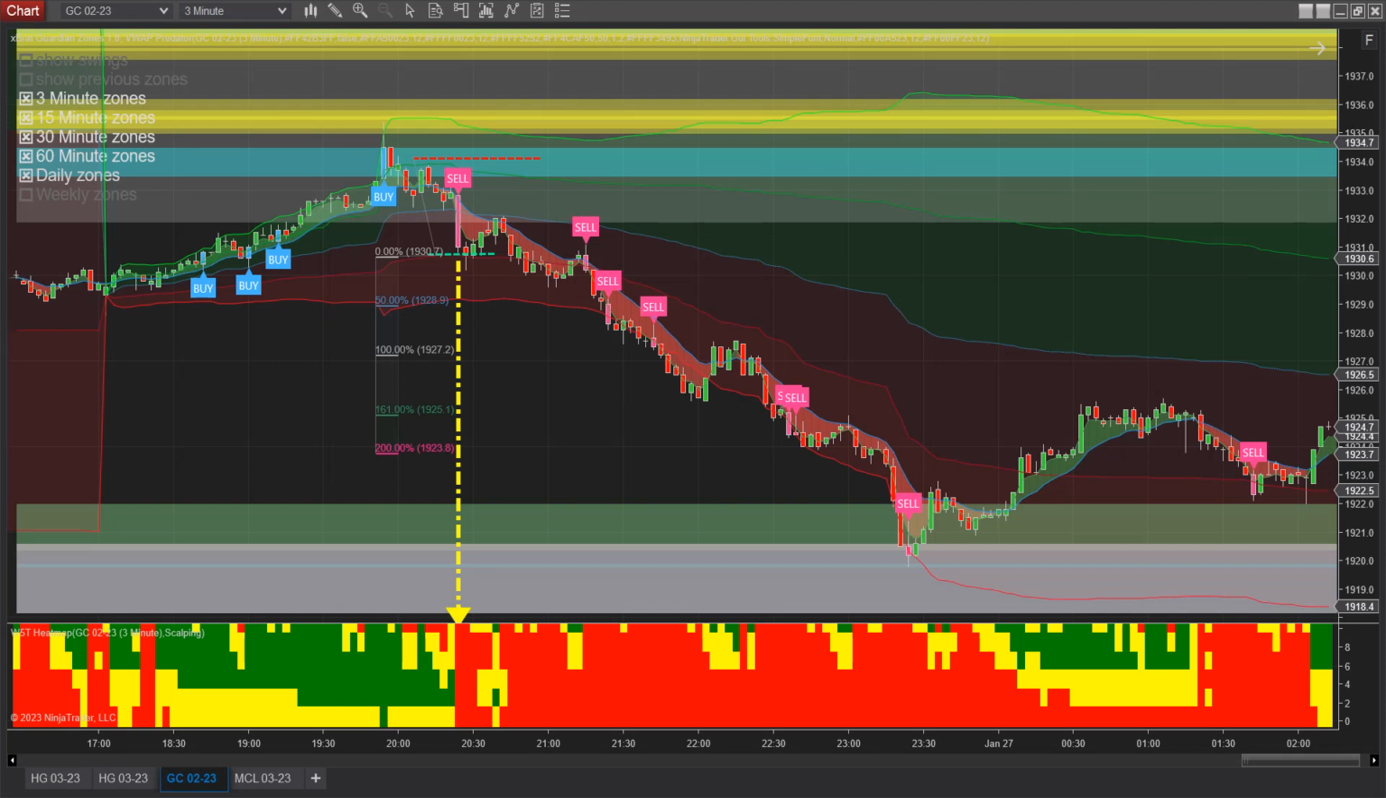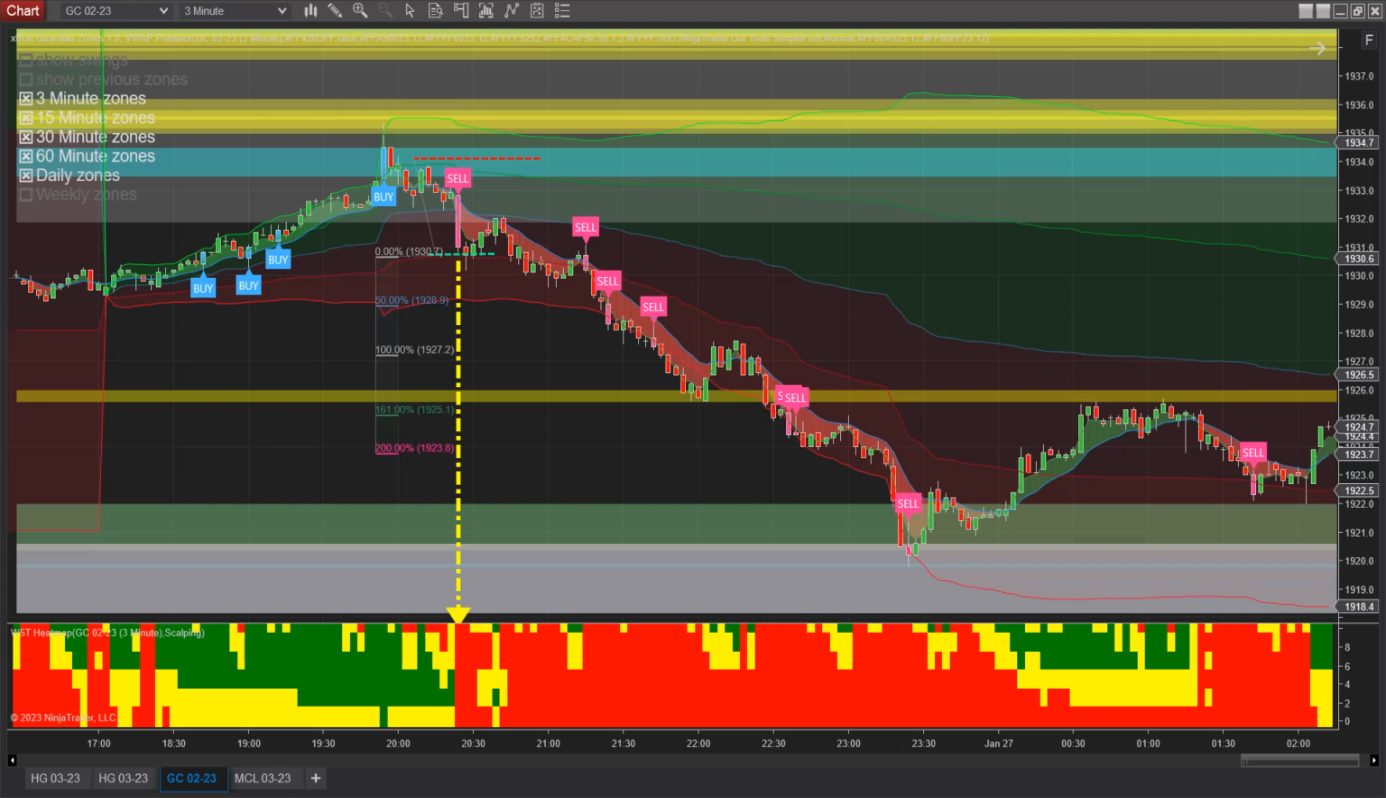I'm using the NinjaTrader platform because I want to highlight the effectiveness of the Guardian zones, the automated multi-time frame support and resistance zones that institutional traders use. You just saw one of the zones get printed on here right now, this yellow zone here.